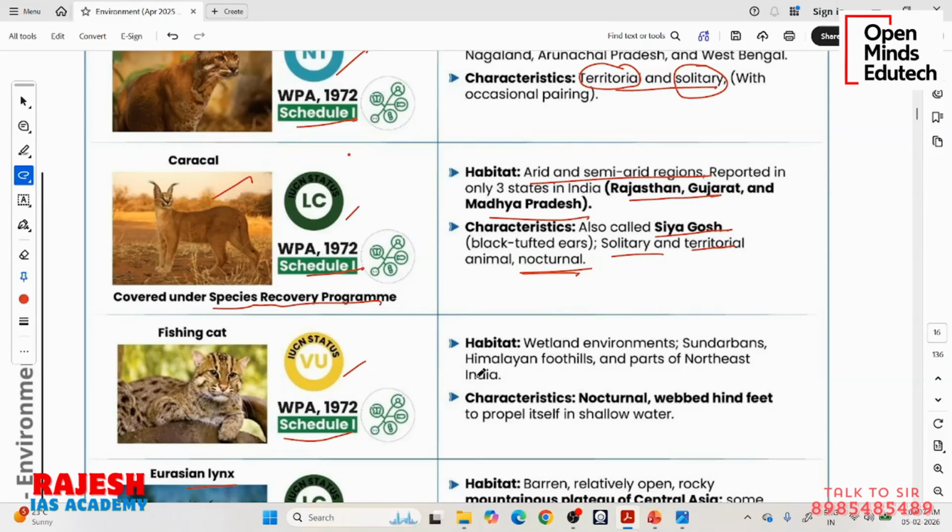Fishing cat is very famous in this eastern region of India, okay. So wetland environments, Sundarbans, Himalayan foothills it is available, northeast it is available, Sundarbans you will see. So you will see it in wetland environment. See its name, fishing cat, it will hunt the fish, so it should be in wetland environment, okay. It is also nocturnal, and it has webbed hind feet, backside feet are webbed to propel itself in the water, so it is hunting fishes, so that it can efficiently move in water, its hind feet are webbed.